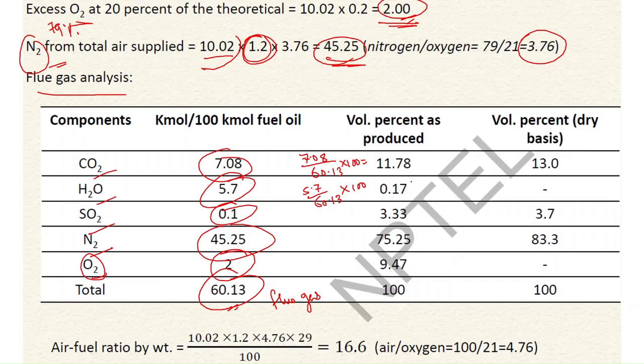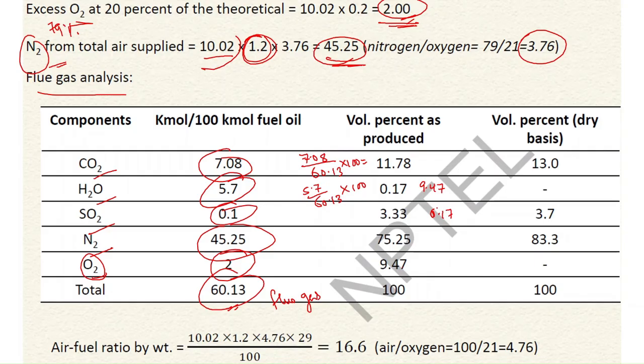These are somewhat written incorrectly here. So 5.7 divided by 60.13 into 100 will be 9.47. So this is written here. Then for sulfur dioxide, it is 0.1 divided by 60.13 into 100, it is 0.17.